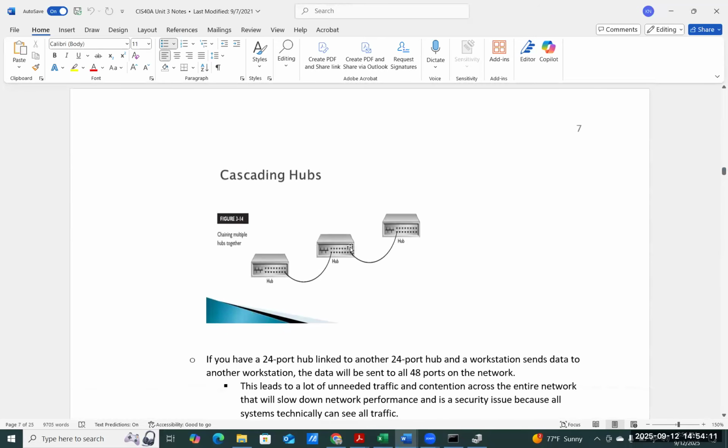So basically you're connecting one hub with another hub, and you would cascade that down until you have multiple hubs, and you would be able to expand your network this way. Okay.